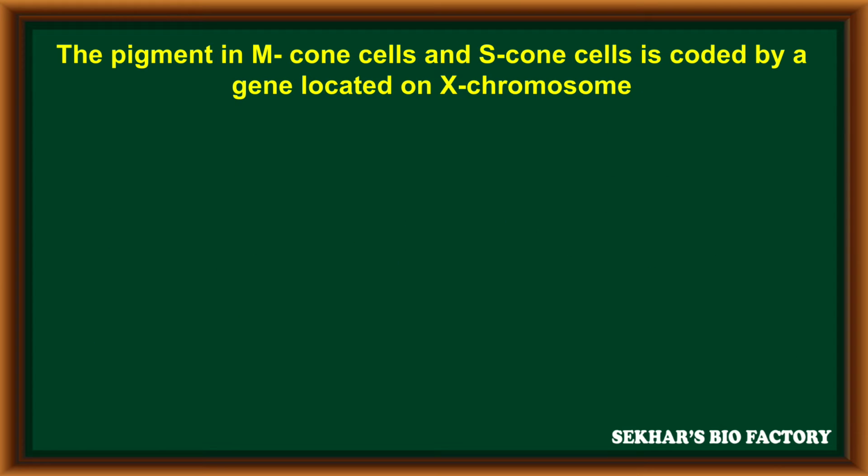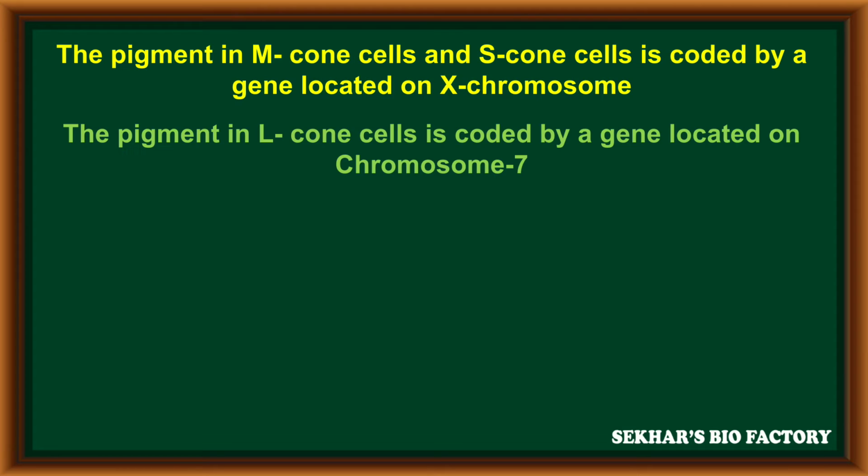The pigments present in M cone cells and S cone cells are coded by some genes, and these genes are located on the X chromosome. The pigment present in L cone cells is coded by a gene that is located on chromosome 7, and it is an autosome.